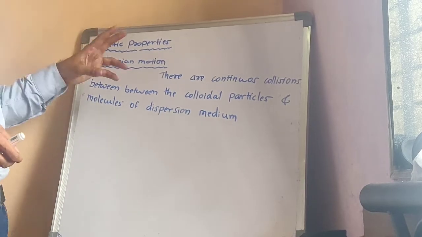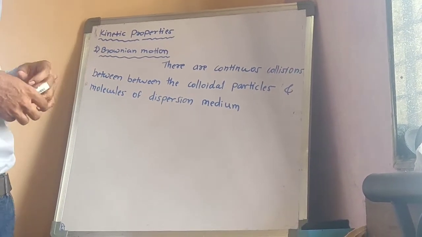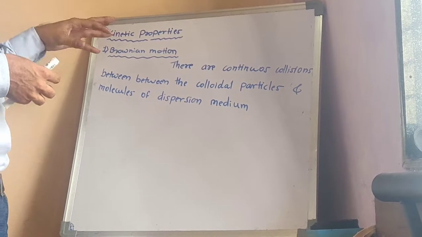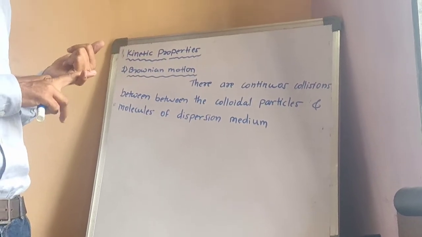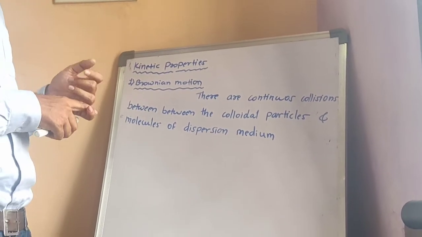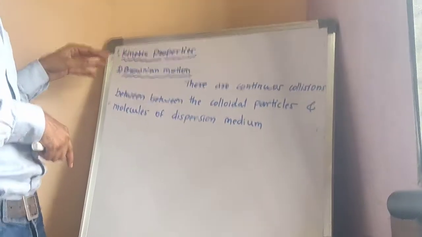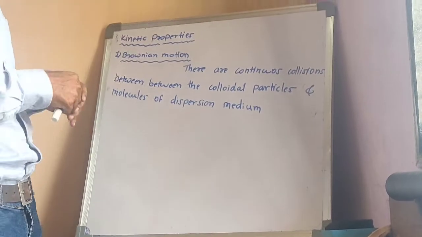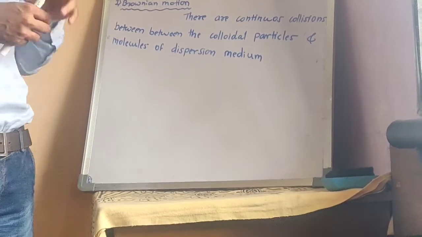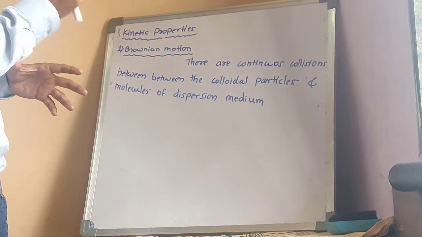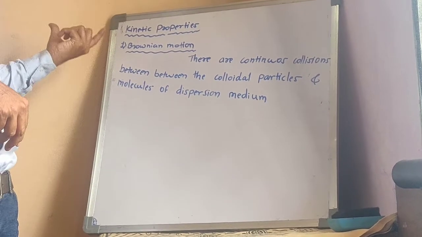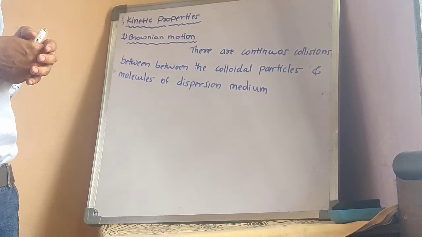This is kinetic properties of colloidal dispersion. As we know, we already learned several general properties, after that optical properties, and now thirdly we are going to learn the kinetic properties of colloidal dispersion. The first kinetic property of any colloidal dispersion is Brownian motion.